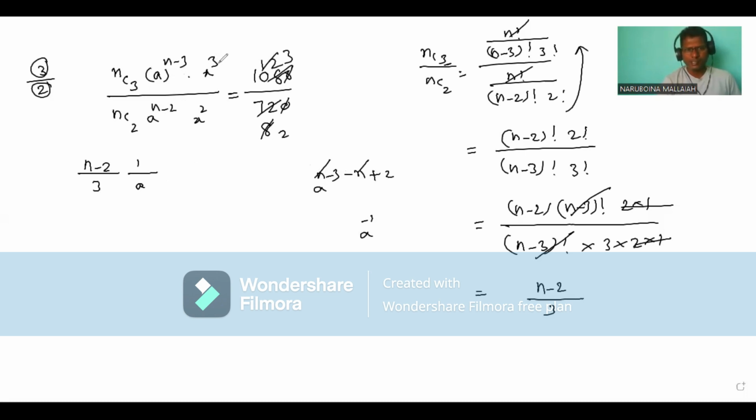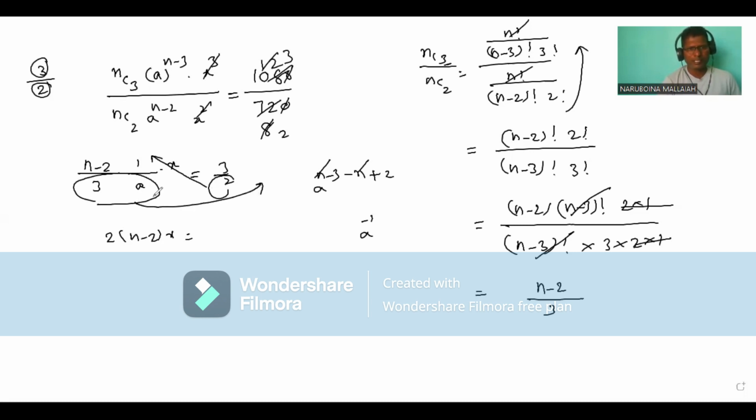Here, cancel these x's. Here we have 3 x's, here 2 x's. So 1 x is left in the numerator. So write x in the numerator. And this is equal to 3 by 2. So send this to this side. This will become 2 into n minus 2 into x, that is equal to 3a.